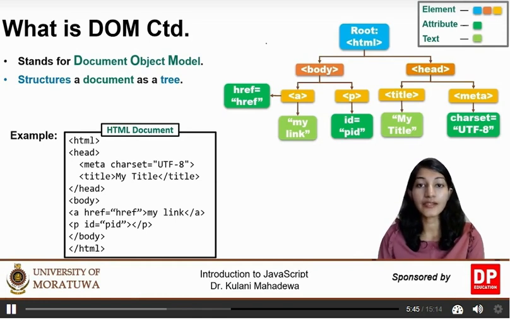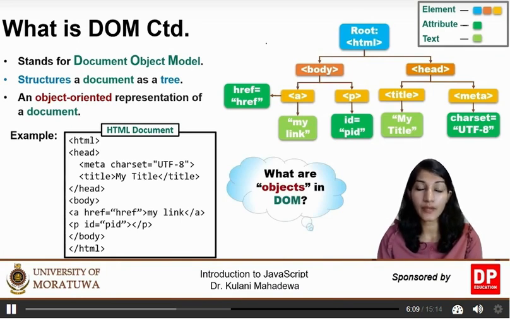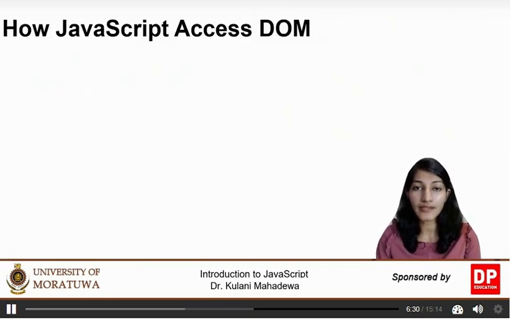Okay. This DOM tree is also called an object-oriented representation of a document. That means DOM is based on the concept of objects. What is an object? I'll come back to it later. For now, can you guess what are the objects in the DOM tree? Here, all the HTML tags or element nodes are considered as objects. The attributes and text are properties of the objects. Now let's see how JavaScript accesses this DOM to change the web page.